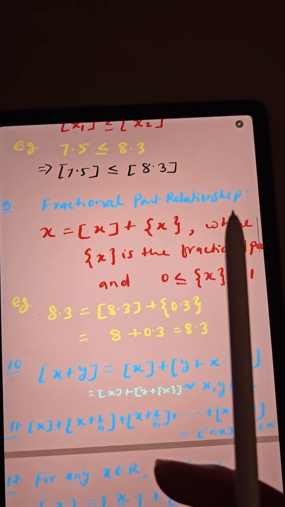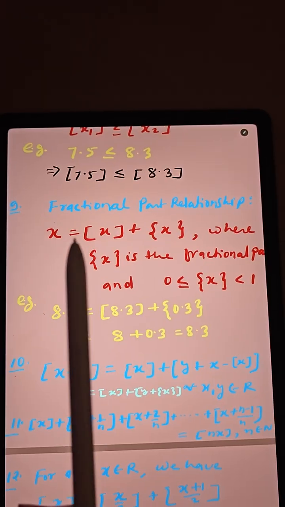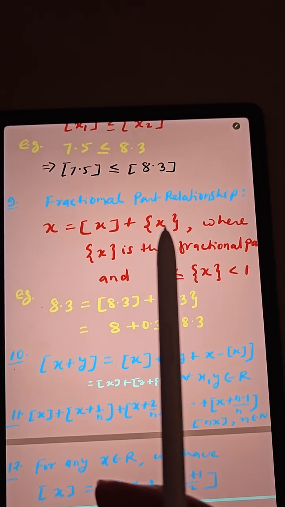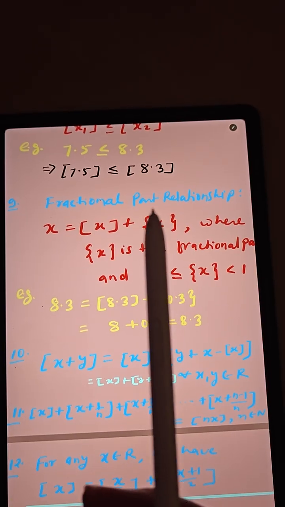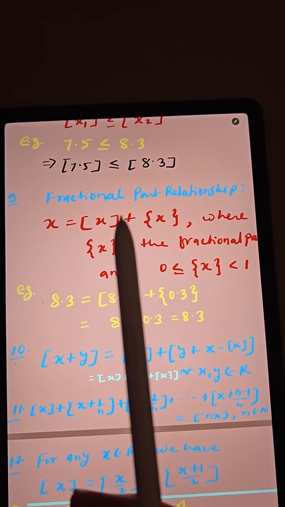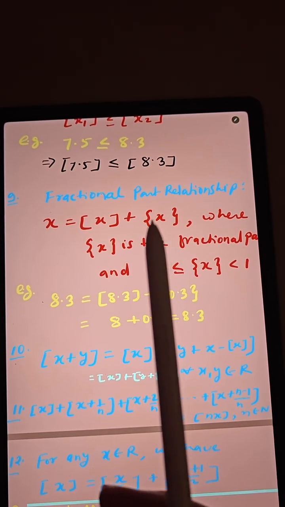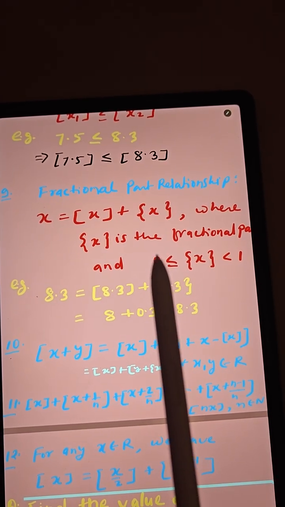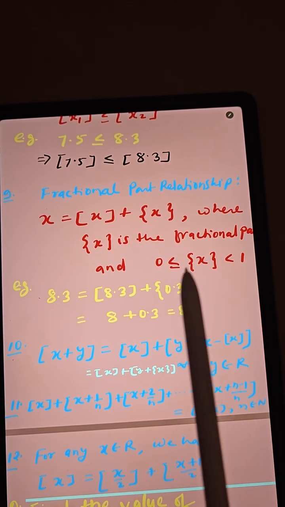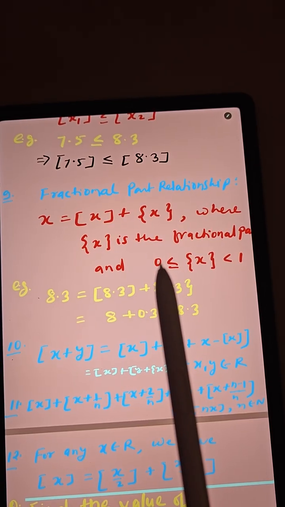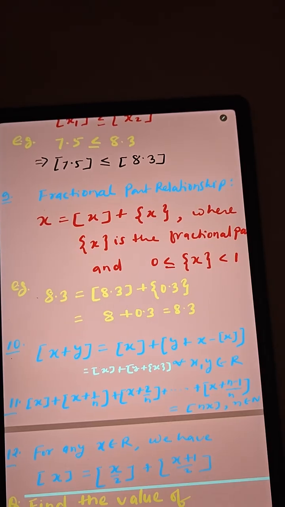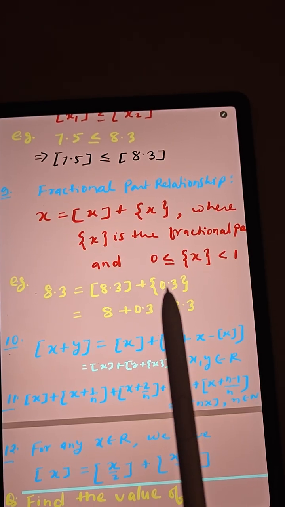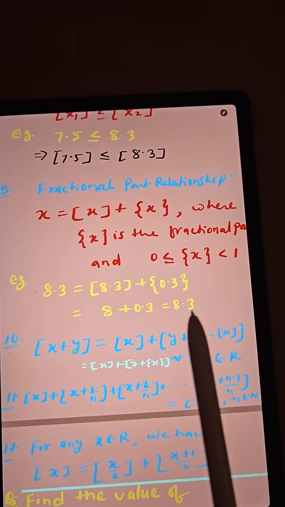Now the next property is the fractional part relationship. This is nothing but the fractional function, also known as that any real number x can be written as the greatest integer function of x plus the fractional part of x. Suppose 7.2 is a number. We can write 7 plus 0.2. 7 is the greatest integer value of 7.2 and 0.2 is the fractional part of 7.2. Here the fractional part of x is always greater than or equal to 0 and less than 1. Okay, you have to understand that the fractional part always lies between 0 and 1 and its minimum value is 0. Example: 8.3, which I have explained to you. The greatest integer function of 8.3 plus the fractional part, which is 0.3. So 8 plus 0.3 is 8.3, like that.